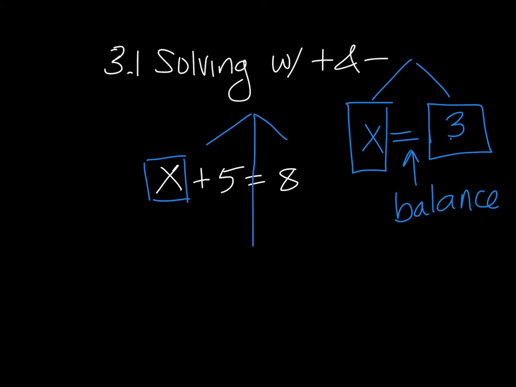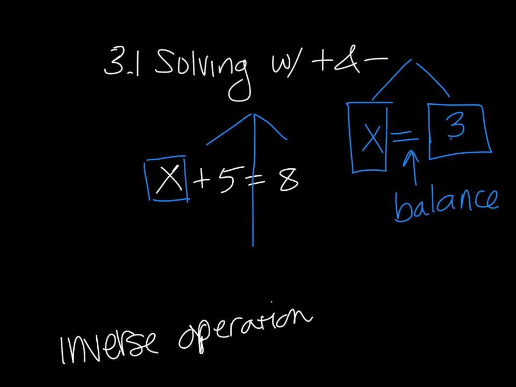Now on this one, I have an extra plus 5 here, right? I have the x, which I'm trying to get by itself. I have a plus 5. And in order to get rid of something, you have to do what we call an inverse operation. Every operation, adding, subtracting, multiplying, dividing, it's basically the way we say a verb in math. Every operation has an opposite to it, an inverse to it.